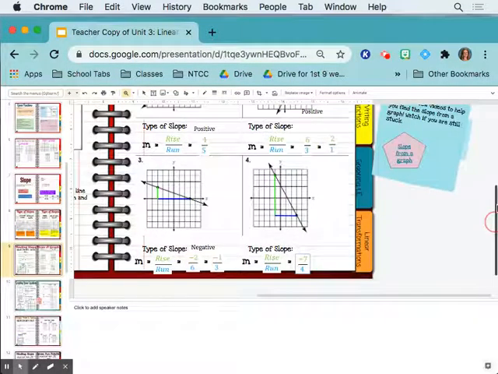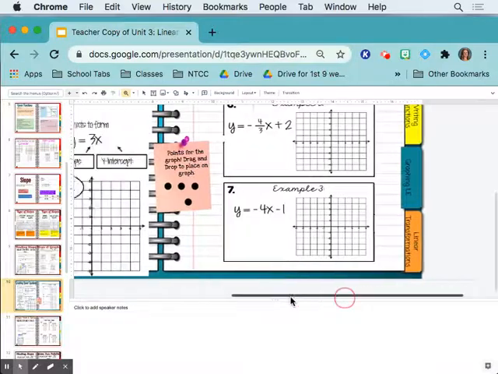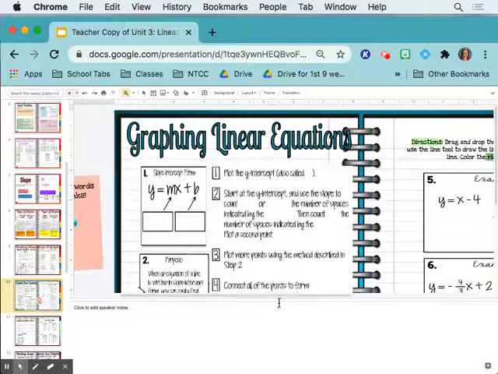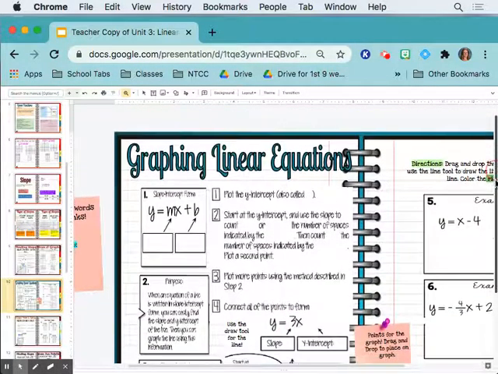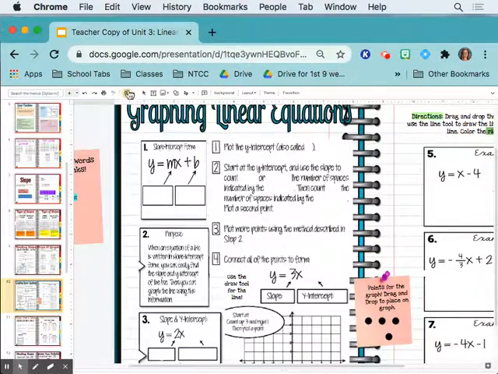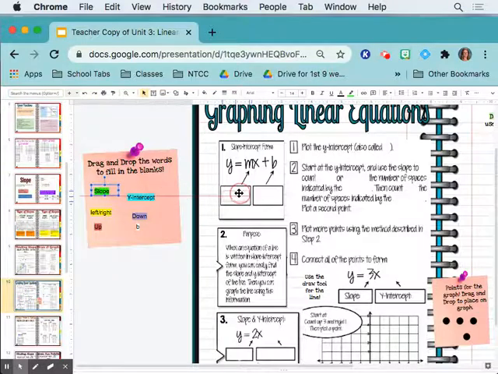Okay, so we have completed slide 9. So now we're going to go on to slide 10. Graphing linear equations. So this is again a review because we did it on our summer packet that we did. So to graph linear equations, we have the slope-intercept form. Y equals mx plus b. What does m represent? Slope. So let's put that over here.